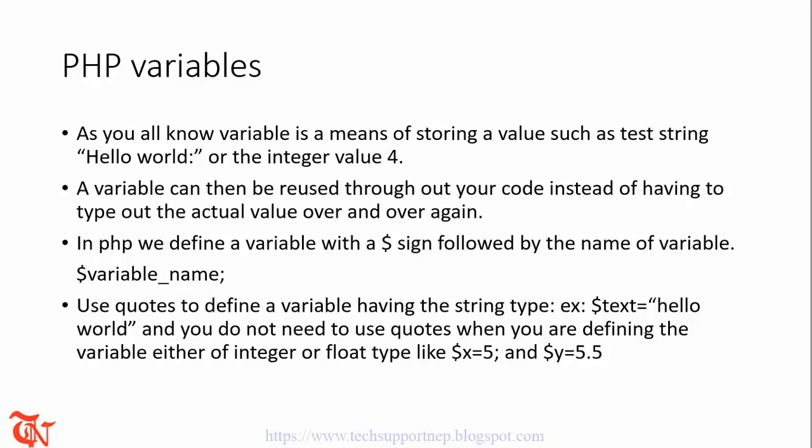Use quotes to define a variable having the string type. For example, $text is equal to "hello world". To store the value hello world, you must use quotes, and you do not need to use quotes when you are defining a variable of integer type or float type. Like $x is equal to 5 is the integer type, and $y is equal to 5.5 is the float type, and you do not need to use quotes.